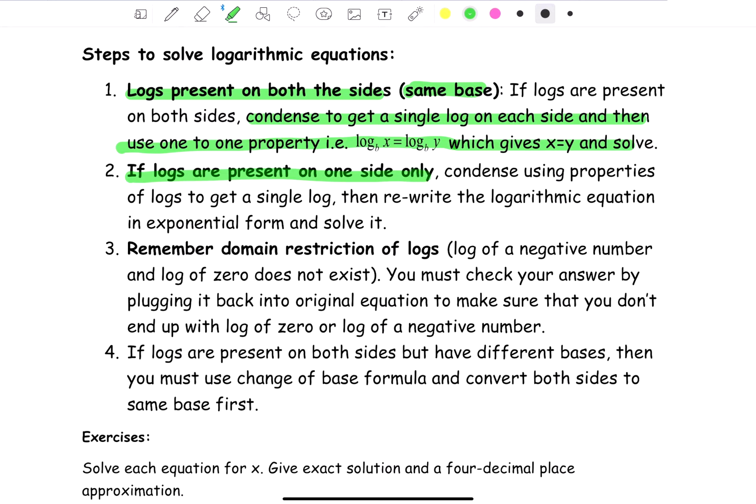If logs are present on one side only, condense using the properties of logs to get a single log on that side, then rewrite using the exponential form and solve it.